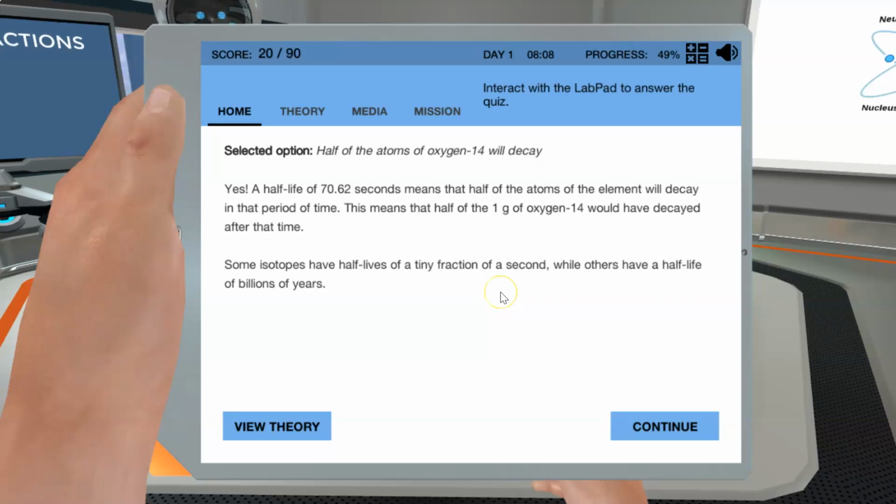Yes. A half-life of 70.62 seconds means that half of the atoms of the element will decay in that period of time. This means that half of the 1 gram of oxygen-14 would have decayed after that time. Some isotopes have half-lives of a tiny fraction of a second, while others have a half-life of billions of years.